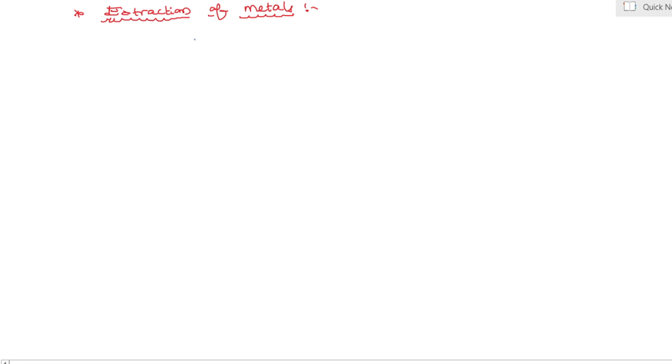Yes, first of all, what is meant by extraction of metal? The process of obtaining pure metal from its ore is called extraction of metals.